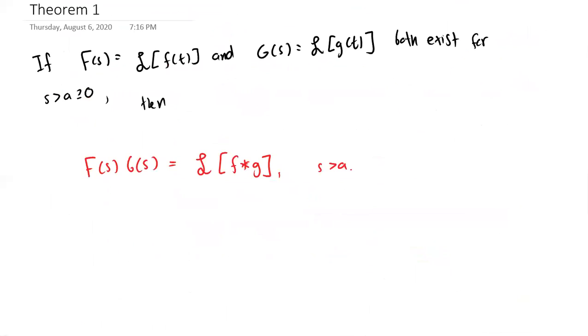And the way we do it is by theorem 1. If big F of s is the Laplace transform of a function little f of t, and big G of s is the Laplace transform of a function little g of t, and assume that they both exist for s greater than a, greater than or equal to 0, then big F of s times big G of s is the Laplace transform of exactly the convolution of little f and little g, for s greater than a.